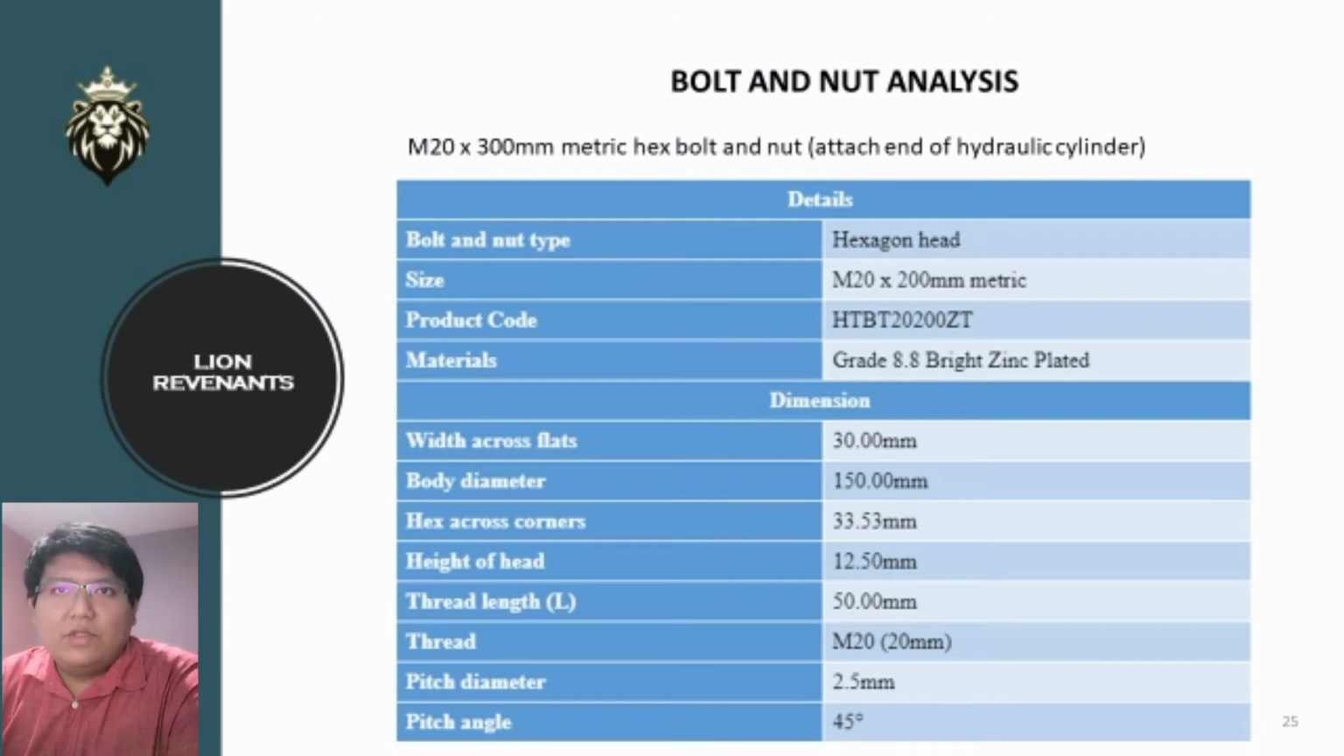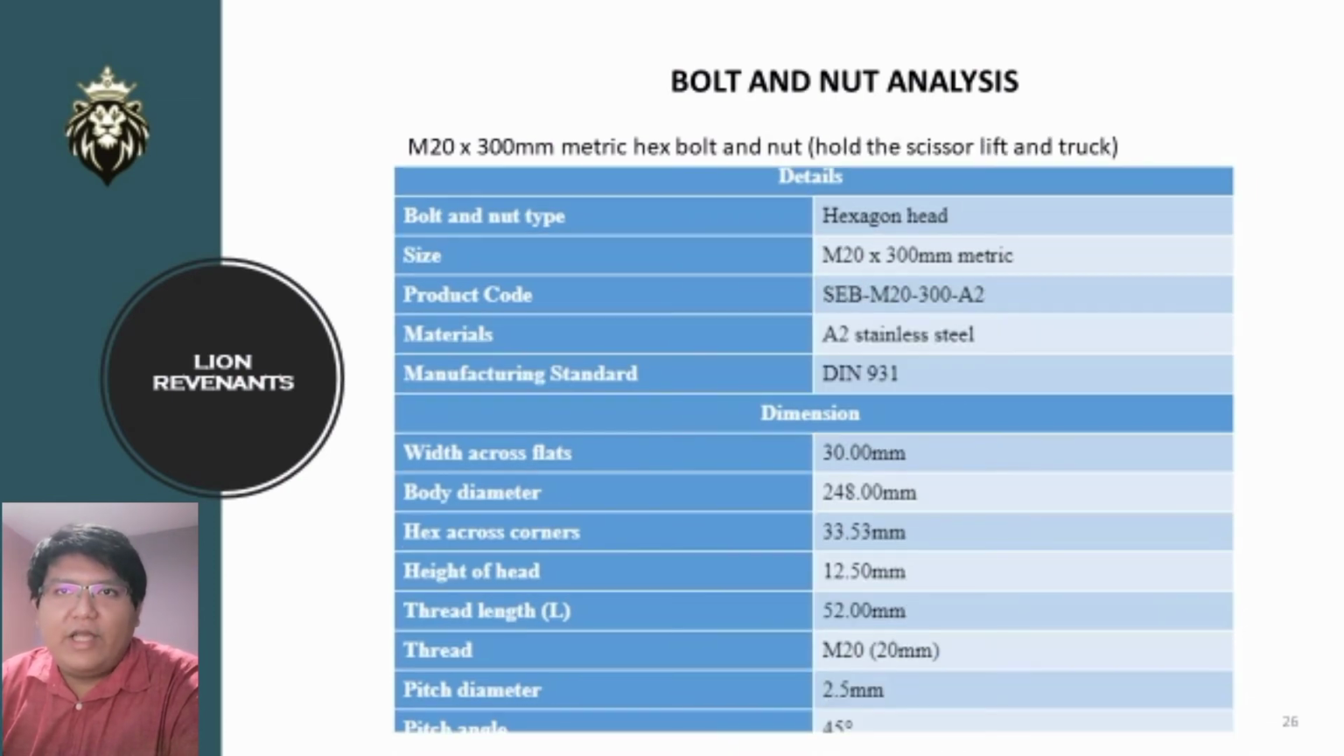We use two types of bolt and nut, which are M20 x 200 mm to fix the end of the hydraulic cylinder and M20 x 300 mm to hold the scissor lift to the truck. M20 x 200 mm is made of grade 8.8 bright zinc plated. It is cheap in price, and zinc plating is known for its ability to prevent corrosion. M20 x 300 mm is made of A2 stainless steel.